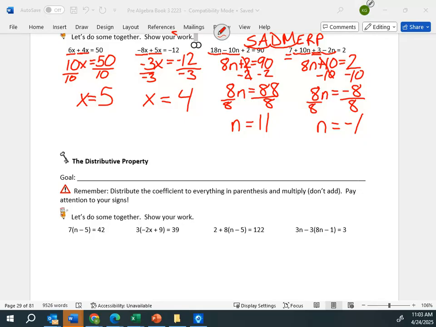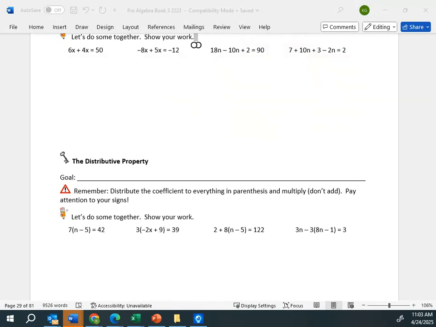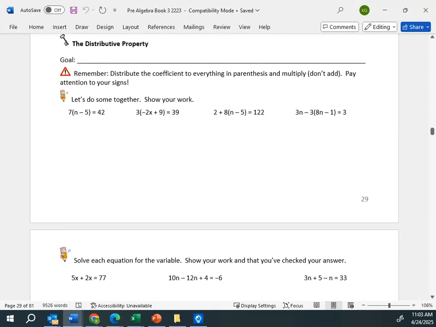Okay, so these are all steps we've done. We're just combining them into one problem. So now let's look at the distributive property. The goal of the distributive property is to eliminate, what do you think we're eliminating? Think about what we learned about the distributive property yesterday. What are we eliminating, Fallon? Parentheses.